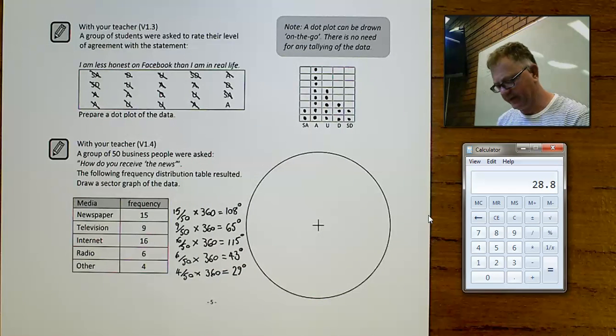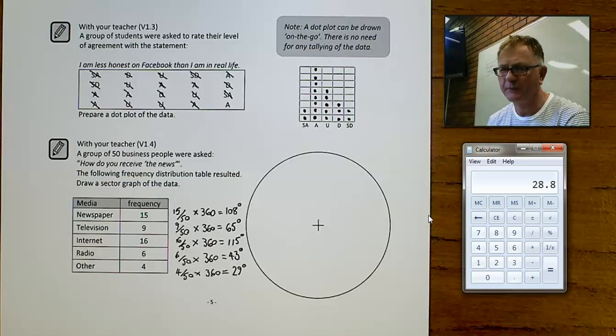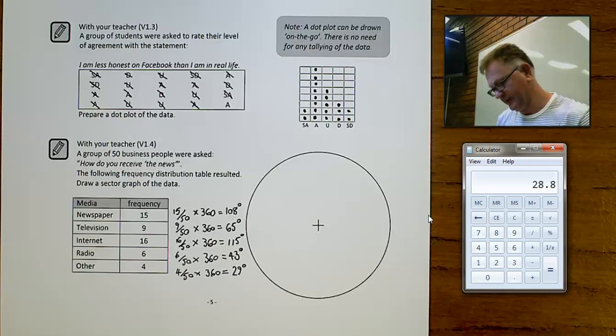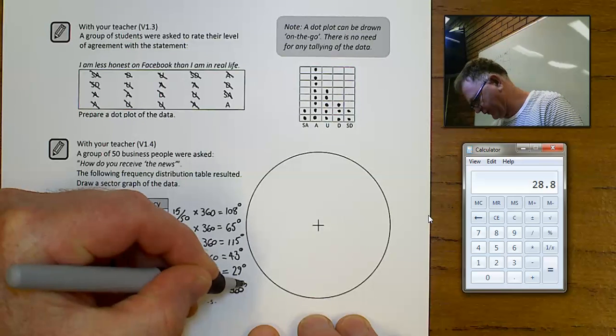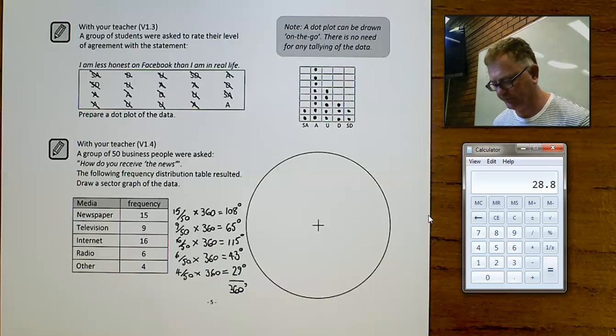Not a bad idea at this stage to add them all up. Should equal 360 degrees. It might be out by possibly a degree just because of your round off error, but it shouldn't be out by much more than that. Seems to add up to me. So we're right to proceed and draw our graph.